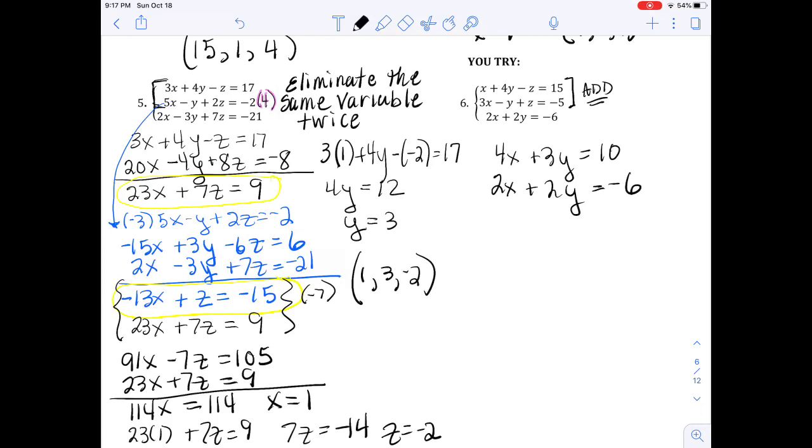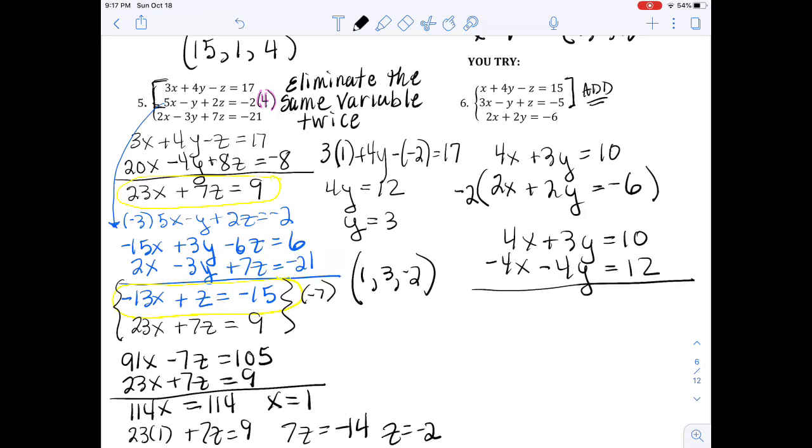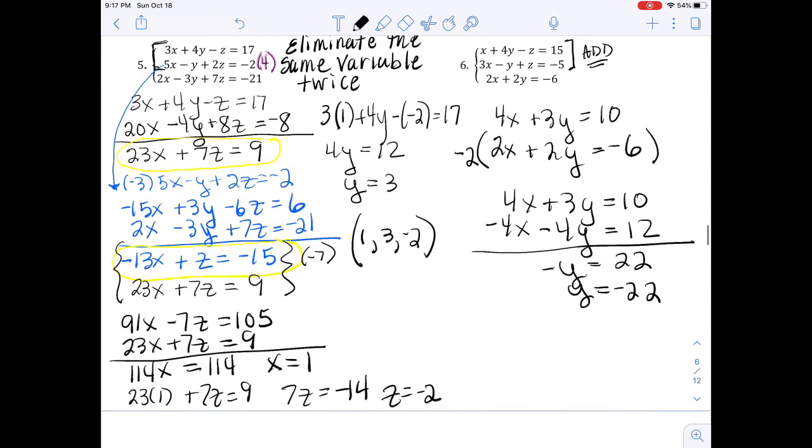I'm going to do elimination. As I'm looking at this, I'm going to multiply the second equation by negative 2. The first equation doesn't change, 4x plus 3y equals 10, but the second equation becomes negative 4x minus 4y equals 12. Add those two equations together. The x's drop out. You get negative y equals 22, or y equals negative 22.